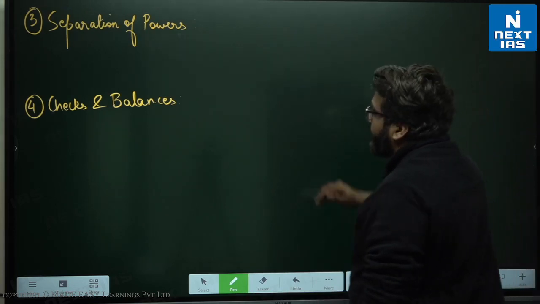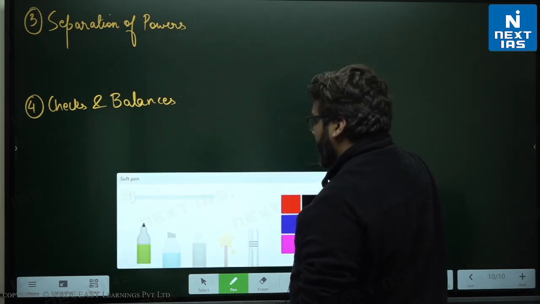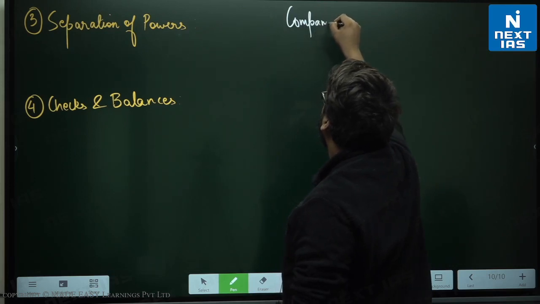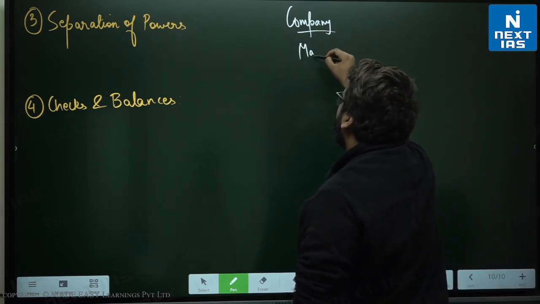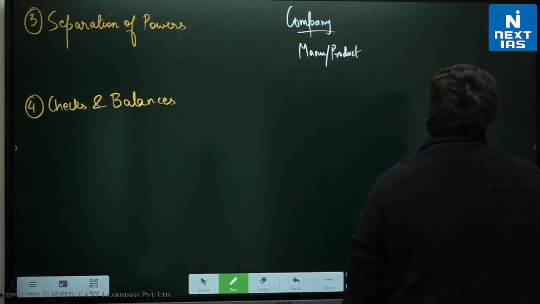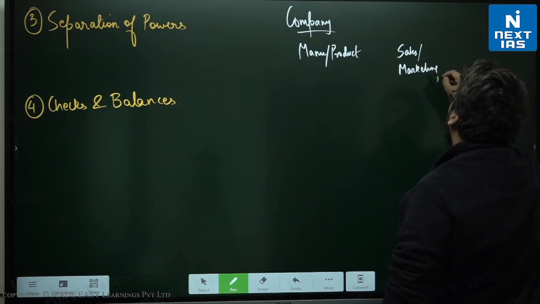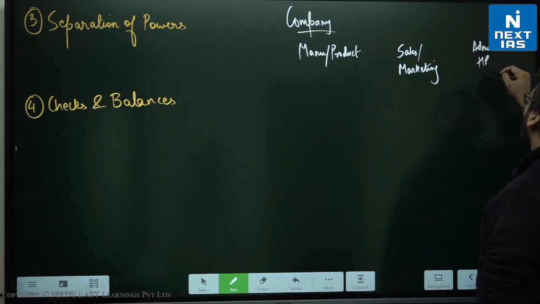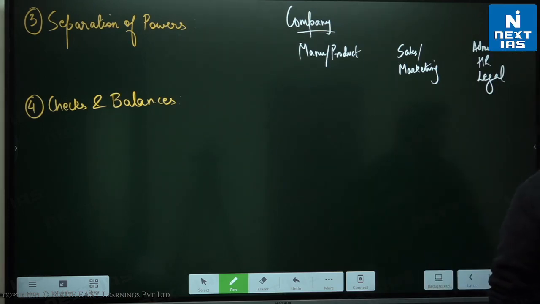Now, forget about the law. Any company that you would have heard of would usually have 3 departments: the manufacturing, or the product department, you will have a sales/marketing department, and you will have your admin, HR, legal department, right?